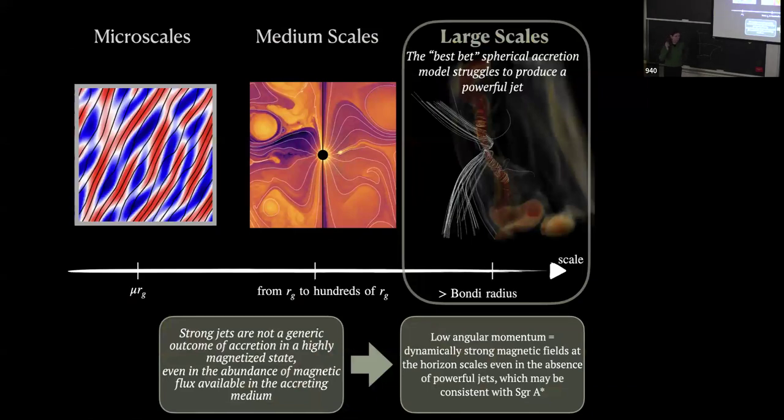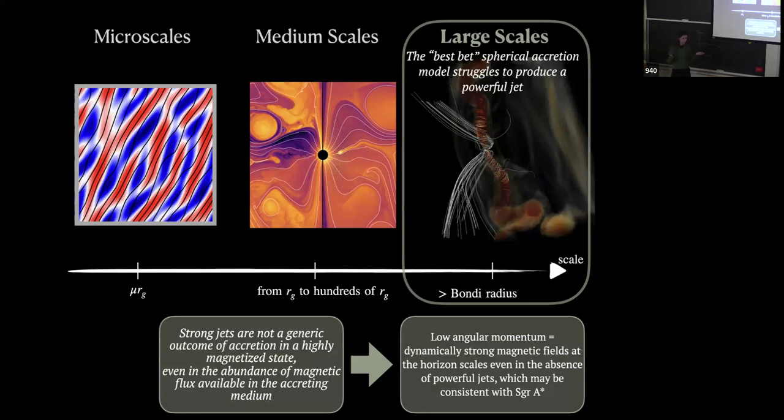So this leads us to the right of this plot. On large scales, Bondi radius and beyond, we find that the best bet model, the spherical accretion model that is supposed to produce powerful jets as well as it can, actually struggles to produce powerful jets. So strong jets are not a generic outcome of accretion in highly magnetized states, even when there is an abundance of magnetic flux available in the medium.